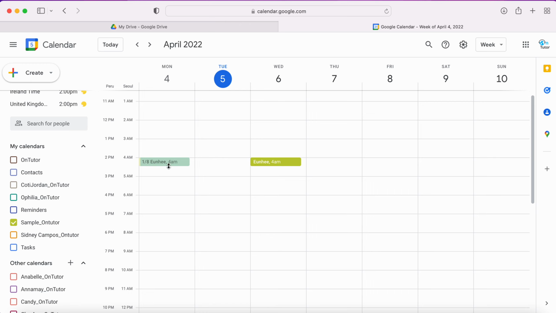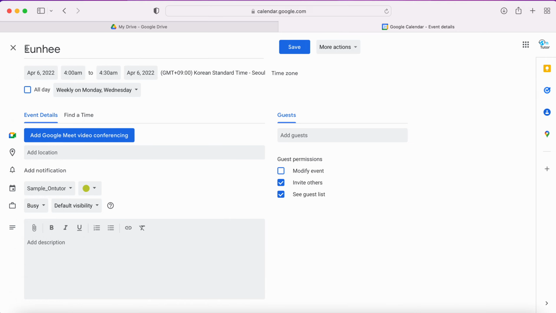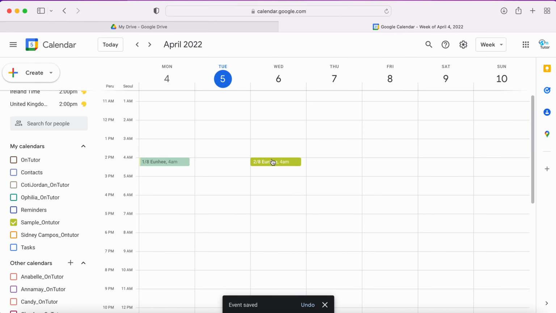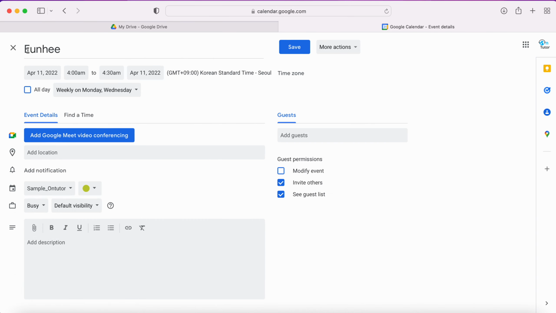And just say, for example, it's already the 6th and you already had your lesson. So you will mark this 2/8. Enter. Okay, so this is how it works. So 1/8, 2/8. And then let's just continue doing it. And then you had your third lesson on the 11th. So let's say this one is number 3/8.